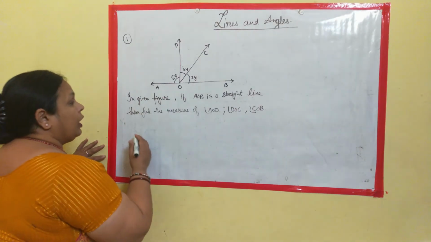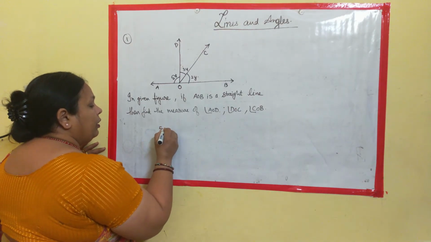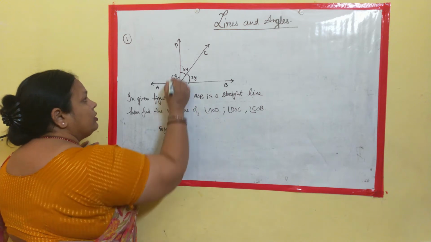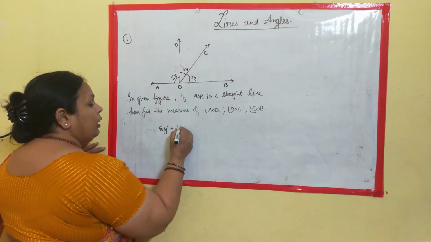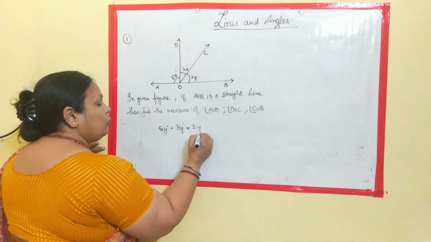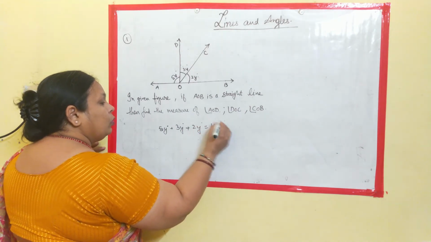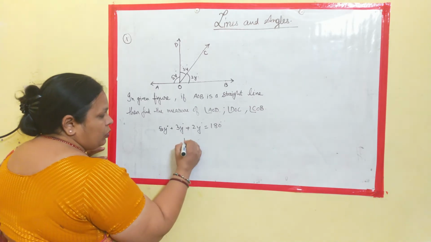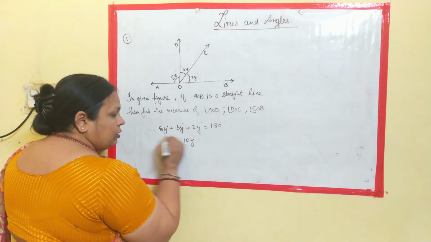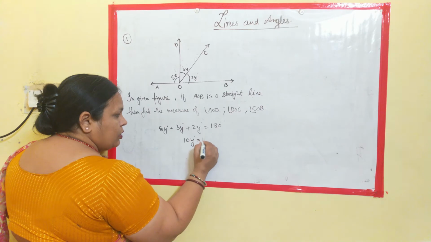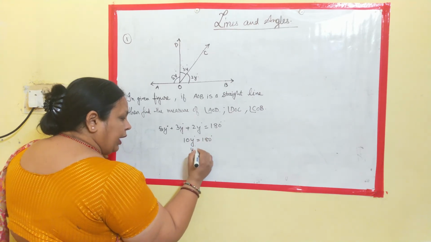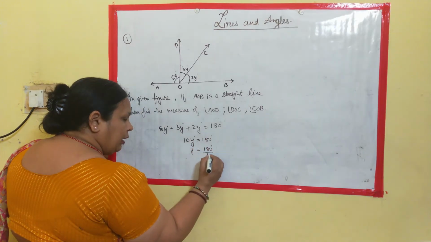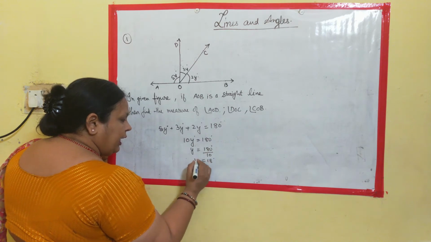Now we know that angle 5y degrees plus 3y degrees plus 2y degrees is equal to 180 degrees. Now 5 plus 3 is 8, 8 plus 2 is 10. We are taking the sum as 10y degrees equals 180. Now y degree is nothing but 180 degrees by 10, that is 18 degrees.